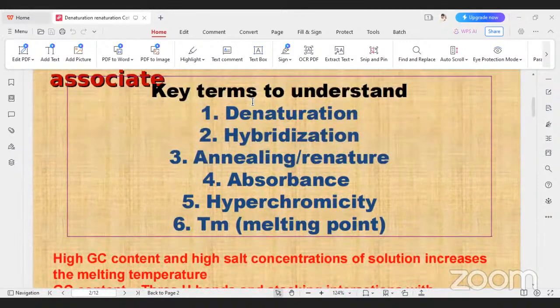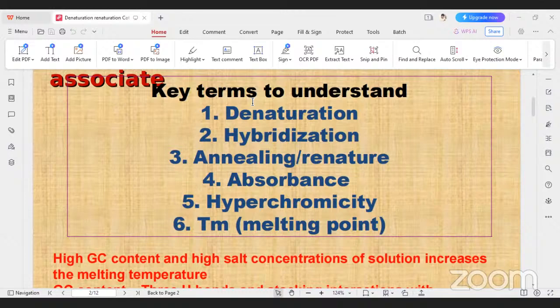Right, today's topic is kinetics of DNA reassociation. Kinetics of DNA reassociation, another name is Cot curve analysis or Cot value. This is also important for short answer.